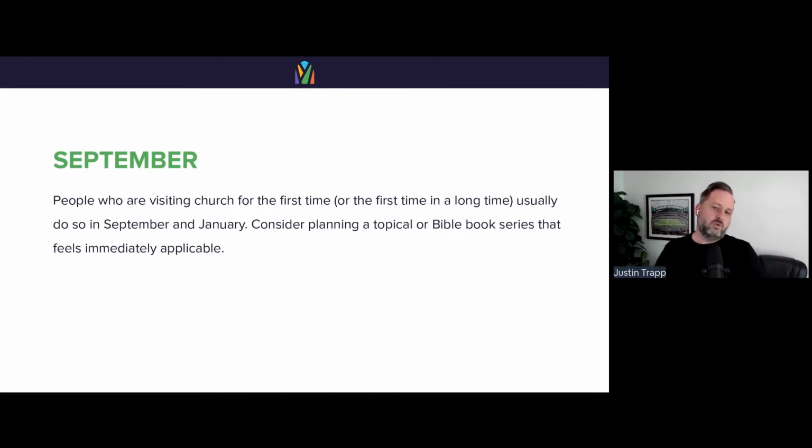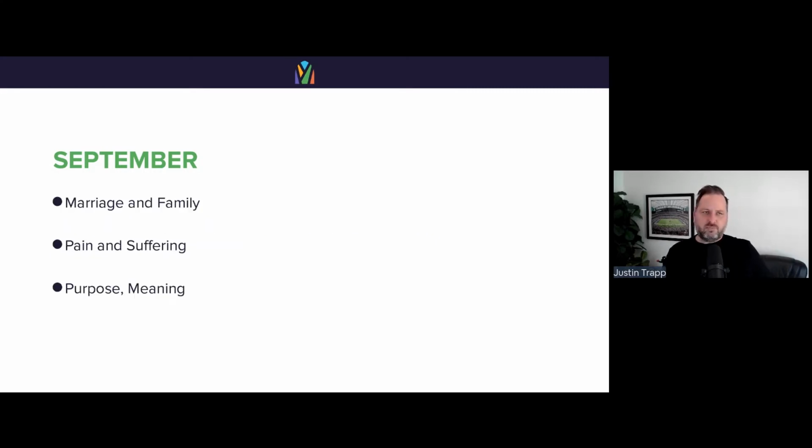You could consider doing a topical series in September, a series that really connects with everybody and reaches everybody. Or you could do a Bible book series that feels immediately applicable. I would say September and March are kind of similar, right? The lead up to Easter and September, everyone's sort of in this rhythm.